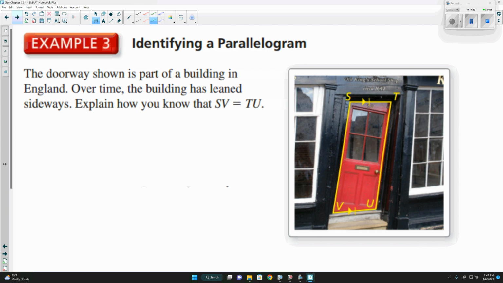The doorway shown is part of a building in England. Over time, the building has leaned sideways. Explain how you know that SV is equal to TU. SV is congruent to TU.